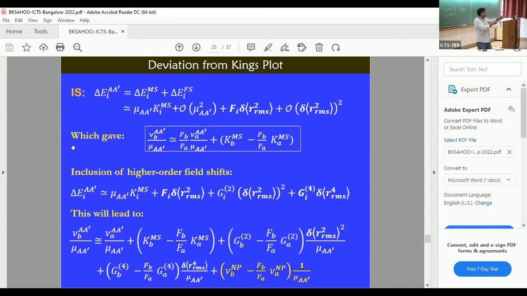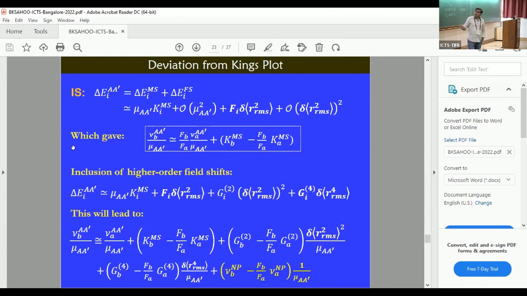Oh, these are two different transitions. That's what I mentioned. You consider two different transitions in two different isotopes. Okay, so one transition is B, another transition is A. What kind of operator are you choosing here, when you have this new physics you are talking about? What I said is, see, earlier we were considering this, right? You are familiar with this mass shift, then field shift.